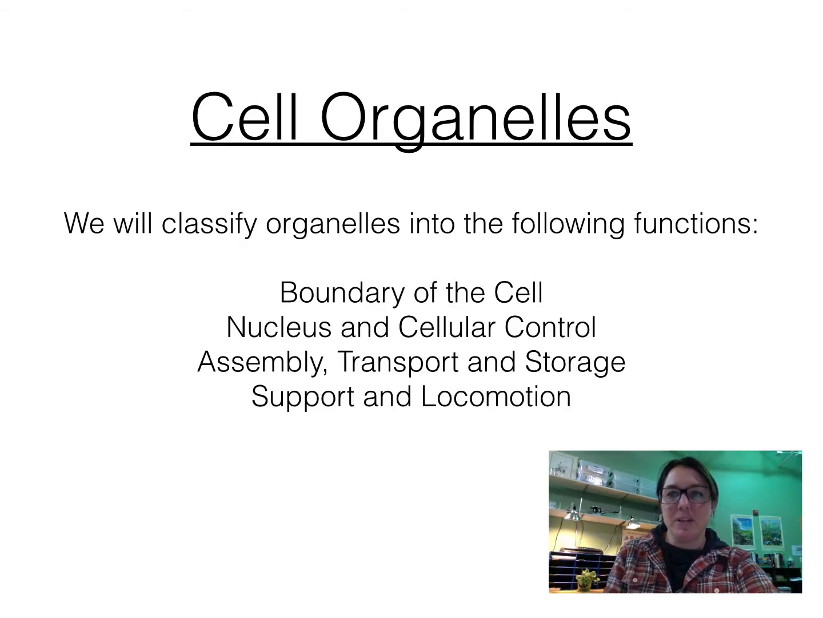In order to make it a little bit easier to understand how these organelles work together, I've classified the organelles into 4 different categories. One would be the organelles that help with the boundary of the cell. Another category is the organelles that help control the cell, and that includes the nucleus. And then the organelles that are responsible for assembly, transport, and storage, mainly related to the proteins that the cell's producing. And then organelles that help provide support for the cell and help the cell with locomotion, which is movement.